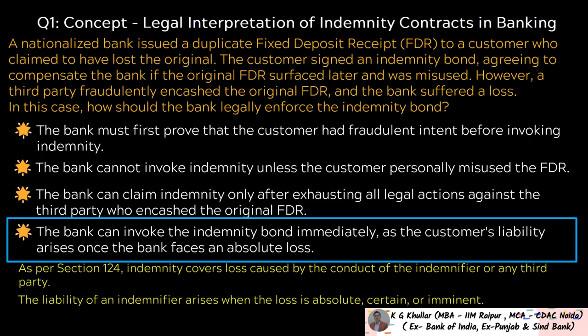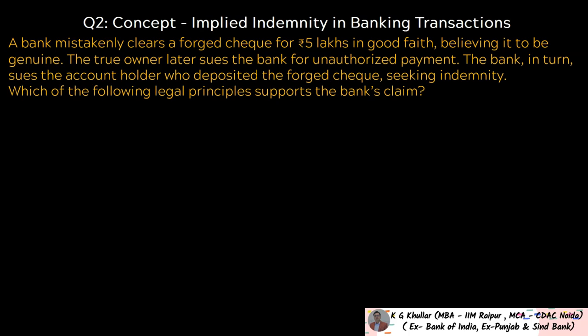The next question is from the concept of implied indemnity in banking transactions. A bank mistakenly clears a forged check of Rs 5 lakh in good faith, believing it to be genuine. The true owner later sues the bank for unauthorized payment. The bank in return sues the account holder who deposited the forged check, seeking indemnity. Which of the following legal principles support the bank's claim? And these options are given to you.